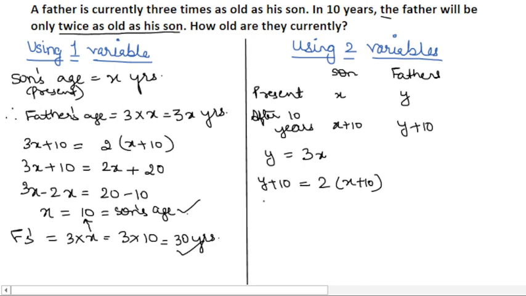I simplify the second equation, and the easiest method here to solve is by substitution. In place of y, I can always substitute 3x because y is equal to 3x. So I get 3x plus 10 is equal to, opening up the brackets, 2 times x plus 2 times 10, which is 20. I again collect the like terms to one side. I bring this 2x to this side. It becomes 3x minus 2x is equal to 20 minus 10.